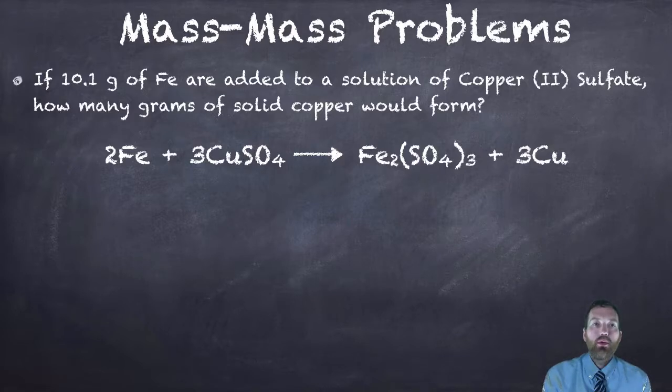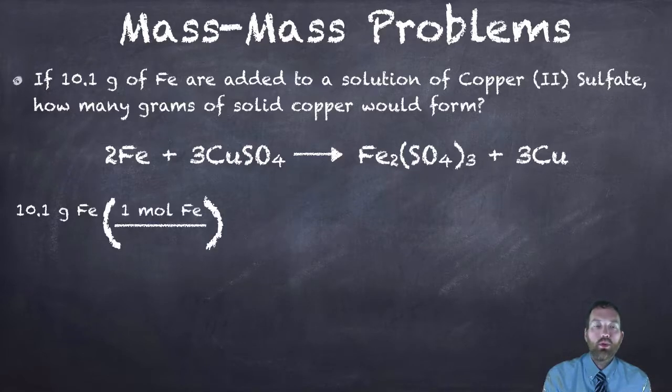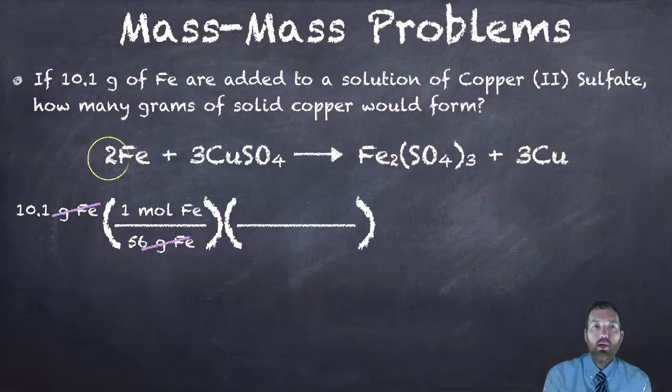Okay, so we want to find out how many grams of solid copper would form if 10.1 grams of iron react. So step number one is always convert to moles. So 1 mole of iron, according to the periodic table, weighs 56 grams. So grams of iron will cross off, and that math would convert us to moles of iron. Next step is to use our mole-mole ratio. This is what's going to get us out of iron. I want iron to cancel off and turn it into copper. So there are 3 moles of copper for every 2 moles of iron according to our balanced chemical equation above. So now moles of iron and moles of iron cross off and I'm into moles of copper.